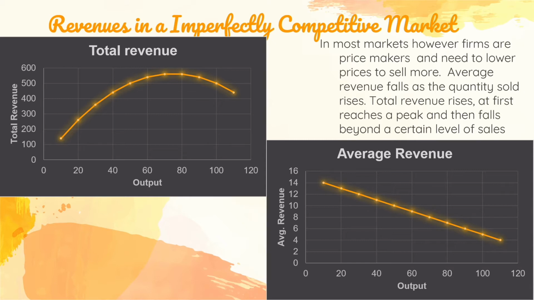All right, average revenue is total revenue upon output, and it falls as the output increases.